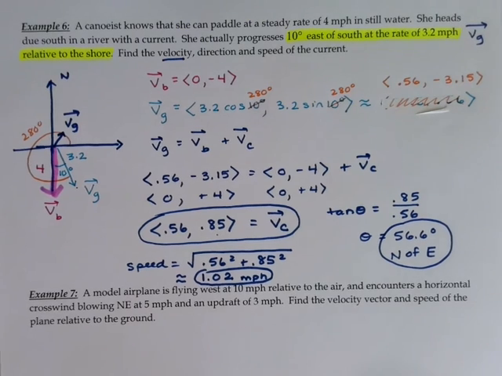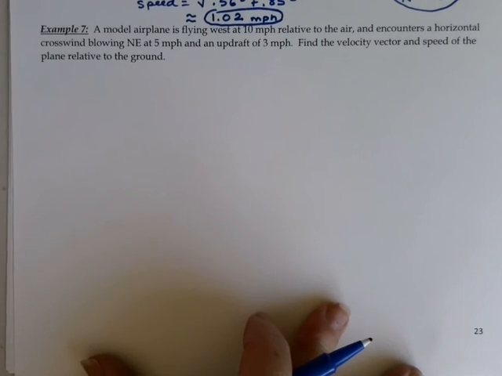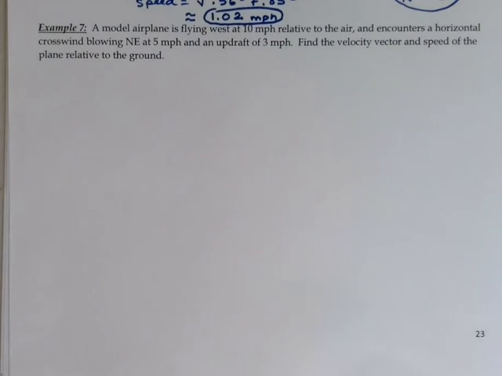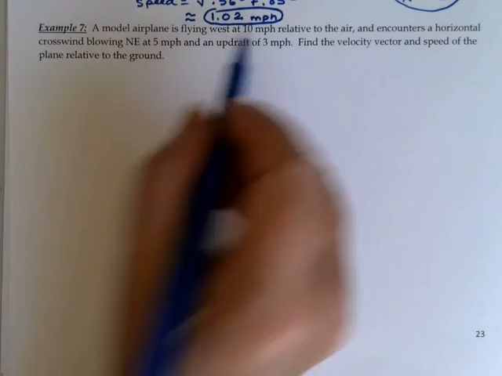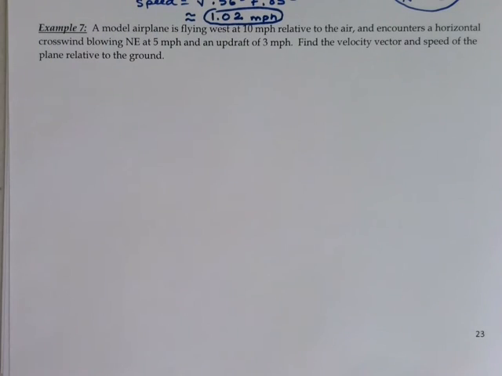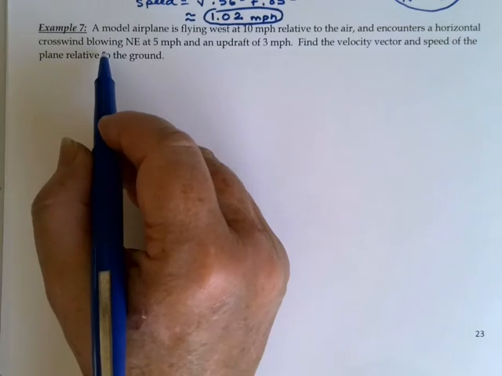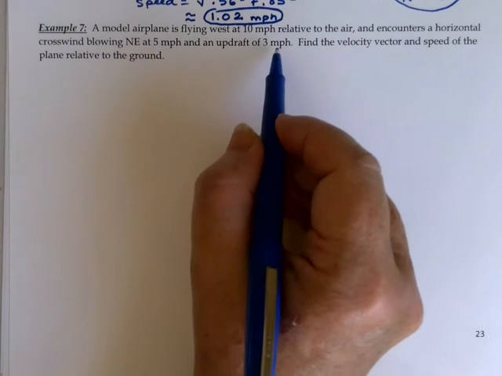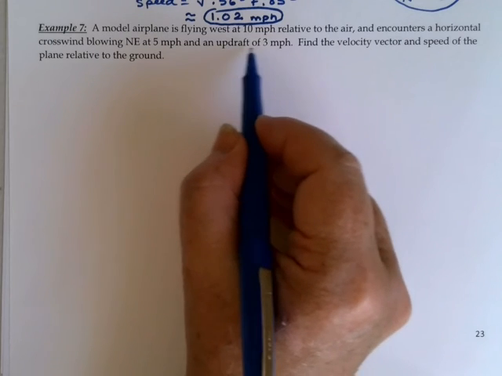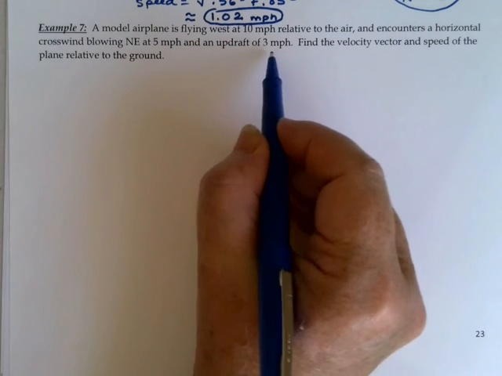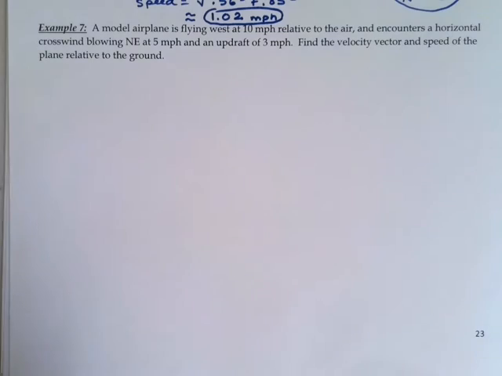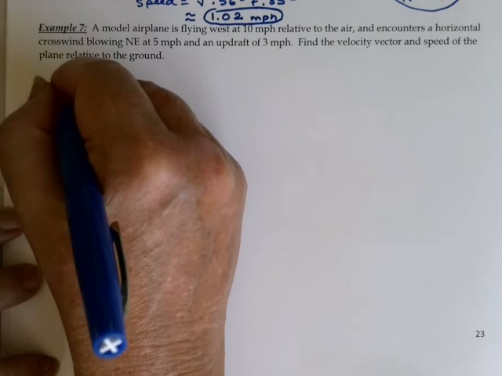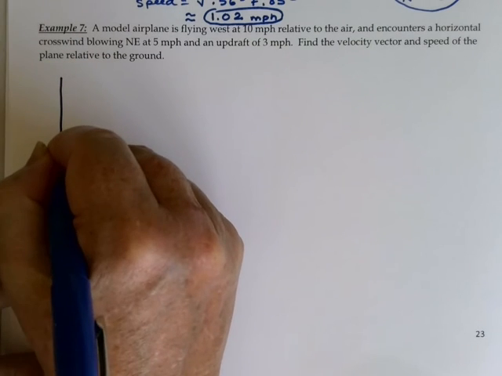All right, let's do one more, a three-dimensional example this time. We have a model airplane flying west at 10 miles per hour relative to the air. It encounters a horizontal crosswind blowing northeast at 5 miles per hour, and also an updraft of 3 miles per hour. Notice that just put us into the third dimension, that up. Find the velocity vector and the speed of the plane relative to the ground. So let's see what we've got going on here.